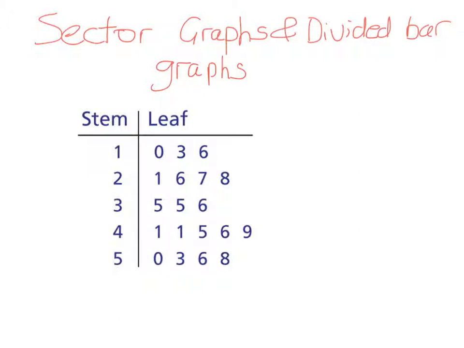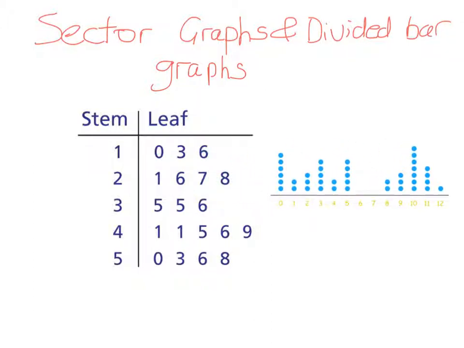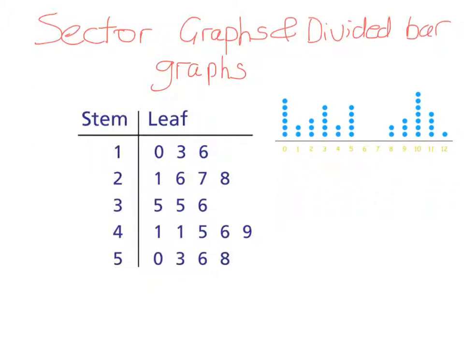So on your screen, I've just put a stem and leaf plot. You can see that it lists all the different data points, and it's pretty easy to see how many times a data point occurs. And that's also the same for a dot plot, which I'll put up here. You can see how many times a score occurs.